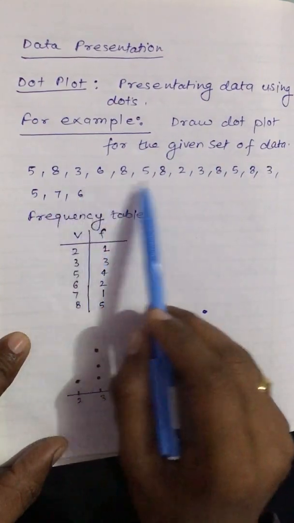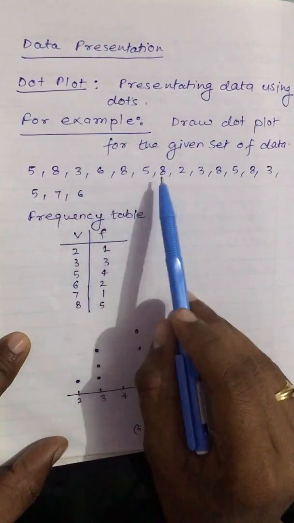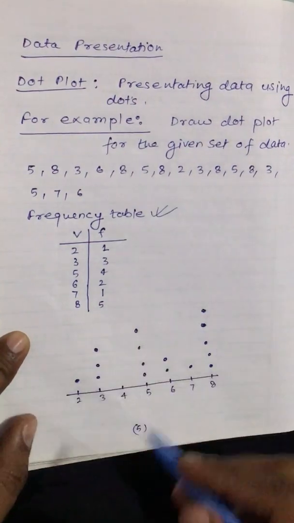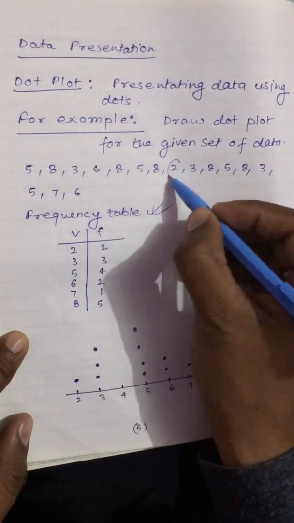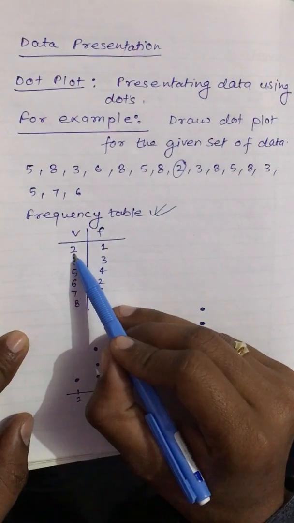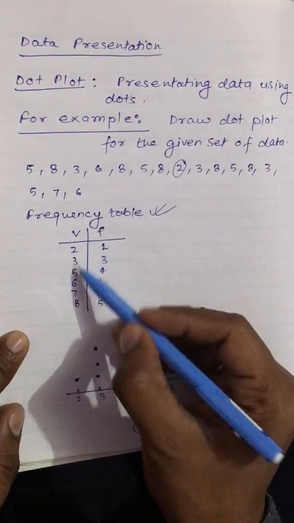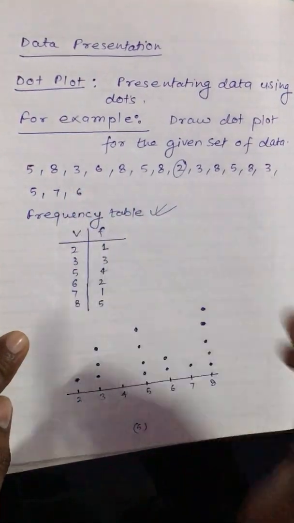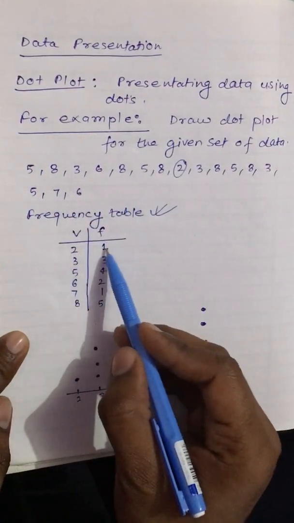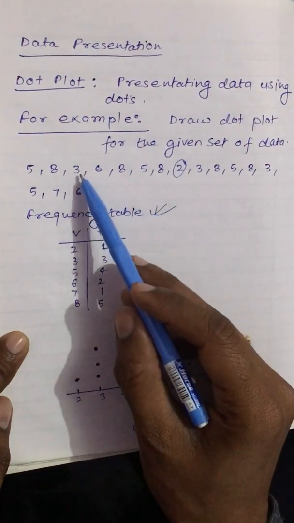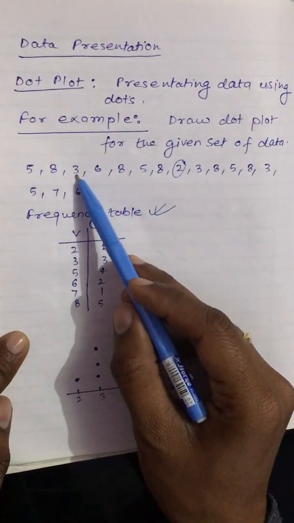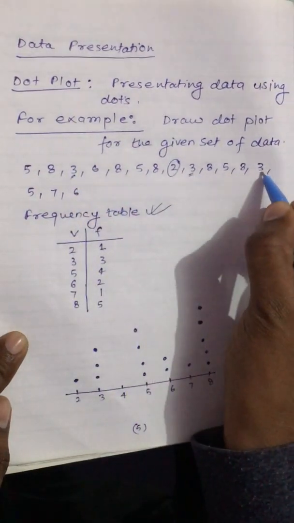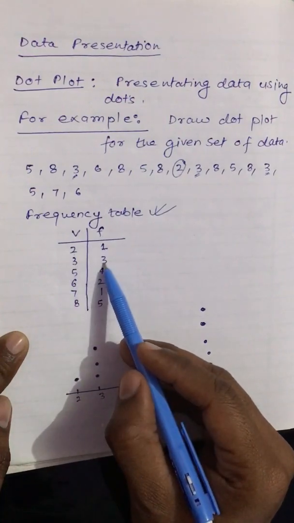This is the set of data given. If you can see, there are many numbers that appear more than once. So what I did, I created a frequency table. I start with the smaller number. What is the smallest number? 2. I write here value, and this is frequency, meaning the number is the value and frequency means how many times it appears. 2 is appearing how many times? Only 1 time. So I write value 2, frequency 1. Next number is 3. How many times do we have 3? 1, 2, 3. So frequency of 3 is 3.